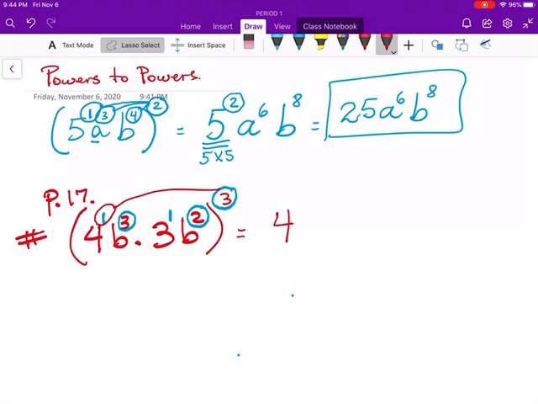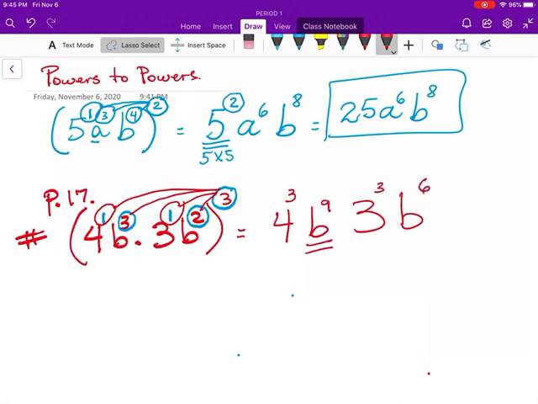4, 3 times 1 is 3. Now b, 3 times 3 is 9. Next one, 3, 3 times 1 is 3. And finally, b, 3 times 2 is 6.